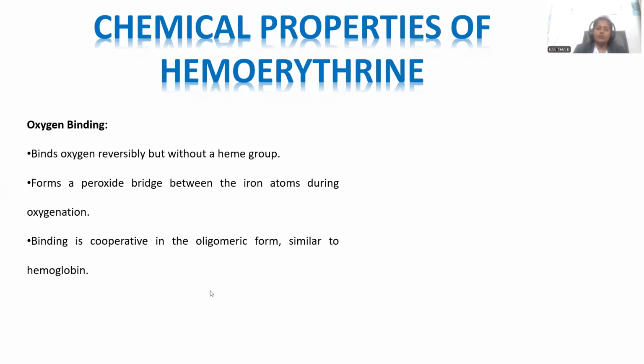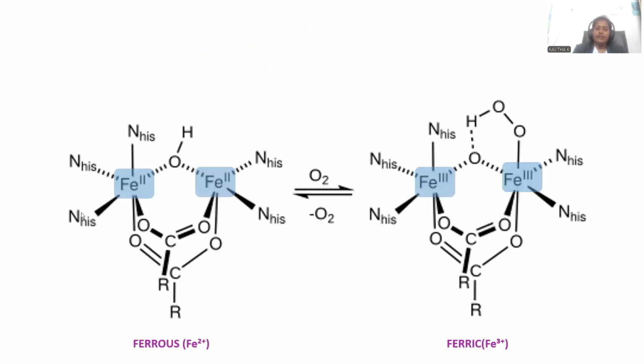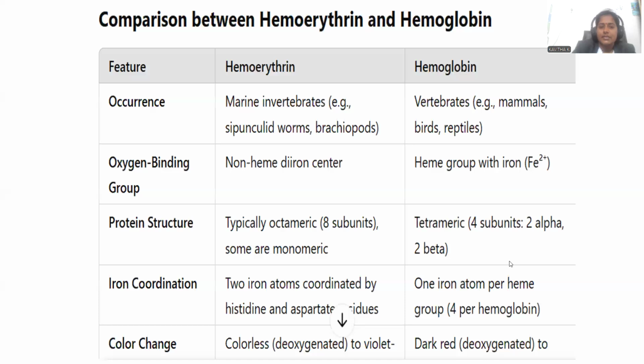Just like hemoglobin, here also the octameric nature is located, and all subunits are cooperative in nature, all helping each other. And this is the way ferrous, existing in Fe+2 form, is oxygenated, giving rise to the ferric, that is Fe+3 form, upon the oxygenation process.